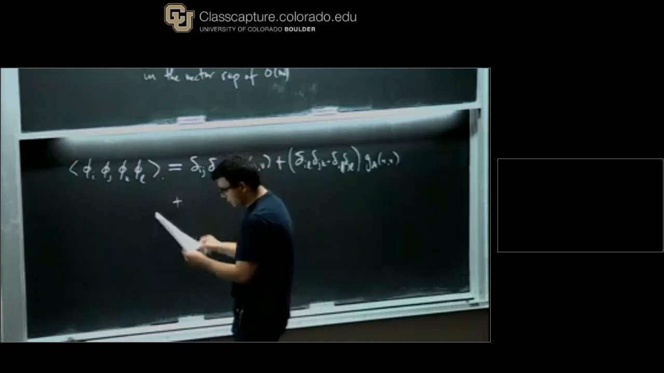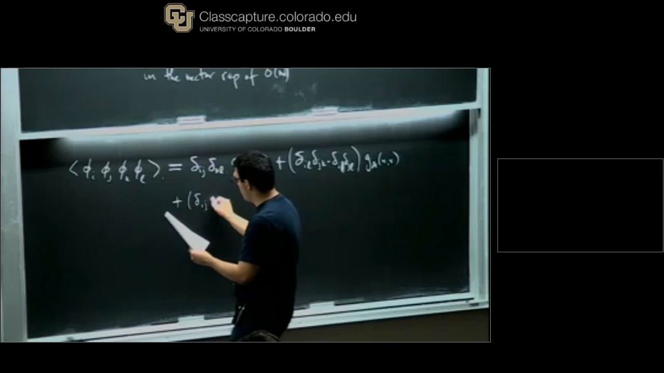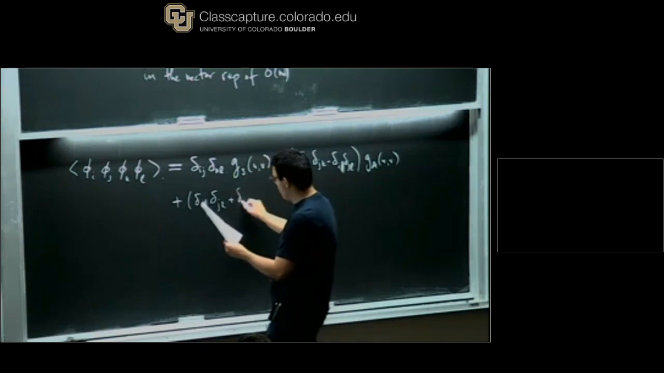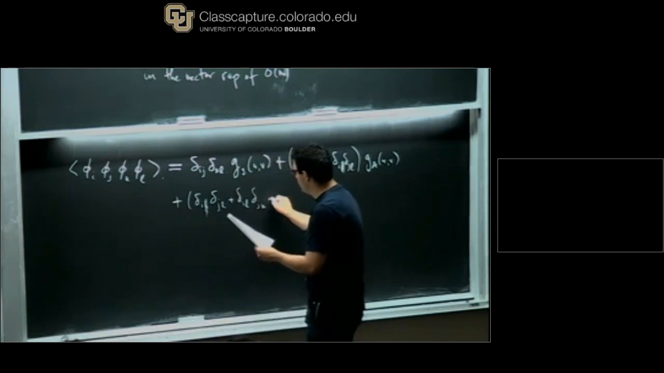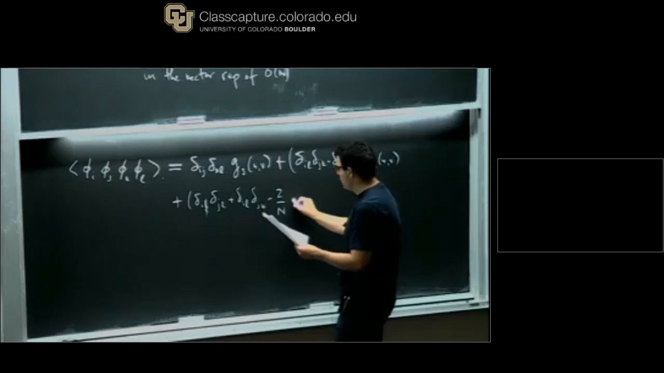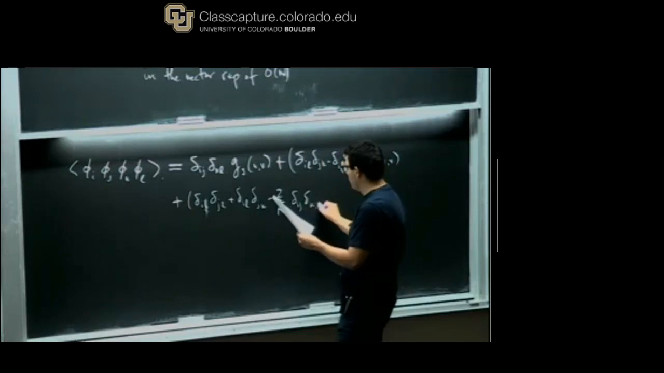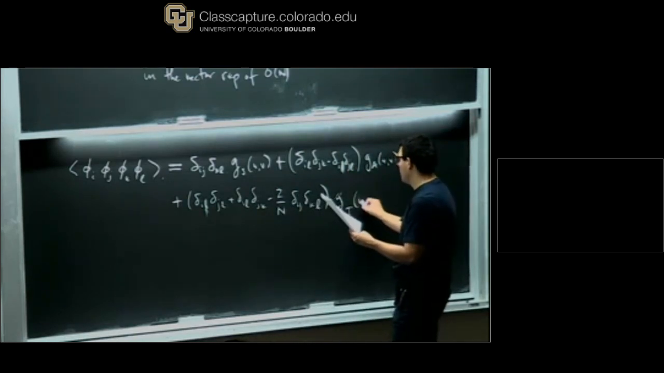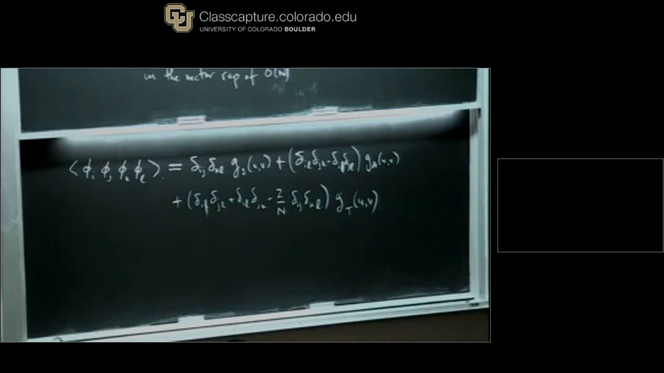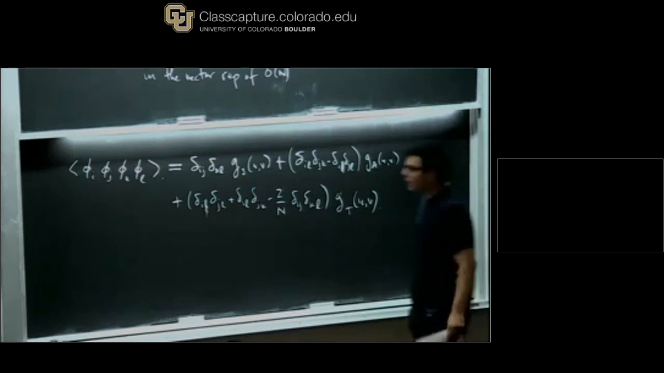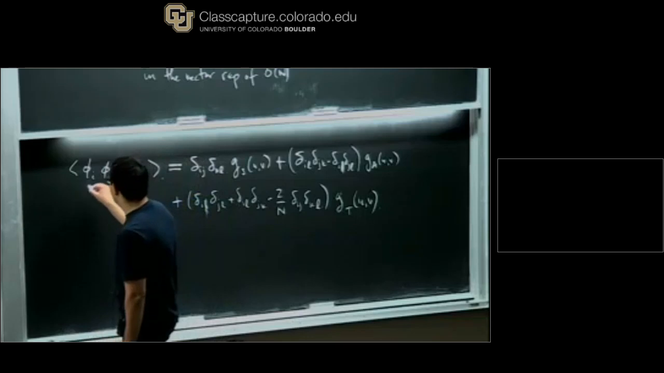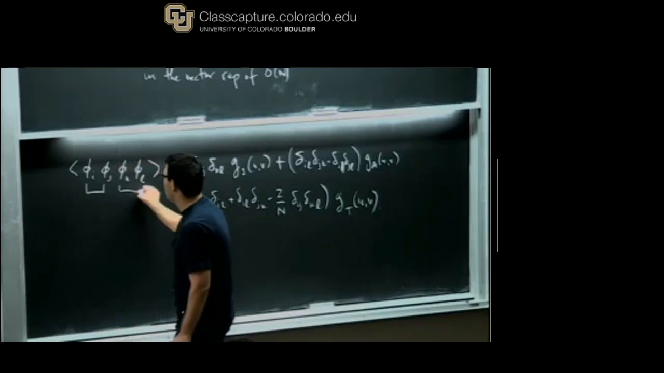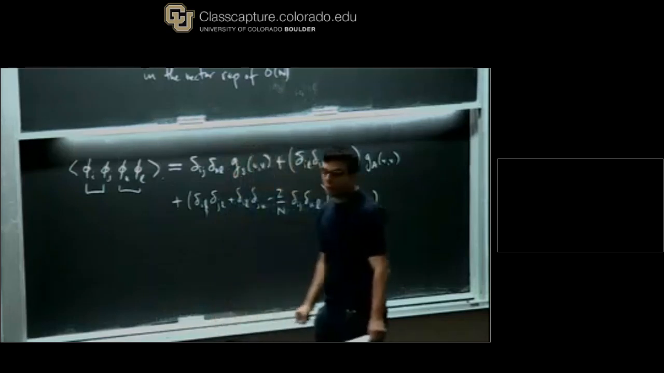times g_A of u and v, plus delta IJ delta KL... rather, delta IK delta JL plus delta IL delta JK minus 2 over N delta IJ delta KL times g_T of u and v. And now I should explain why I did this. The idea is that when we take this OPE, and that OPE, and expand this four-point function in conformal blocks.